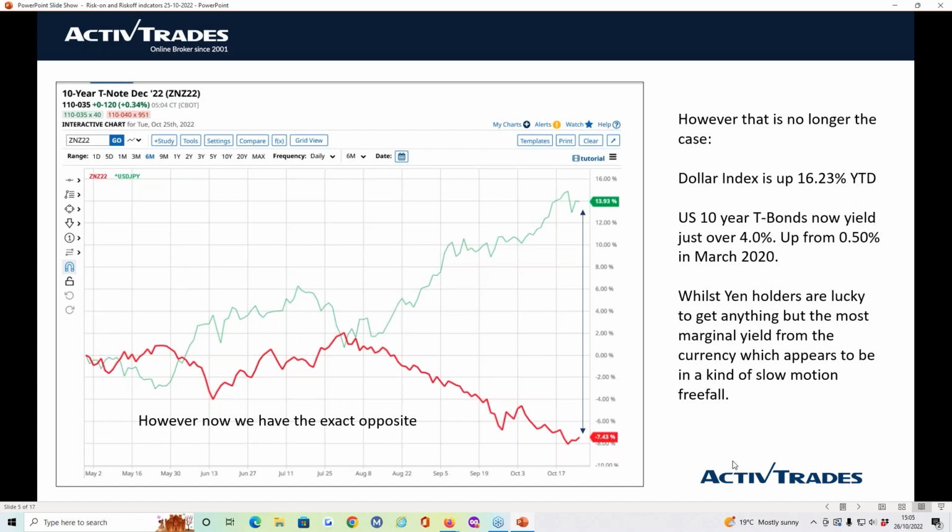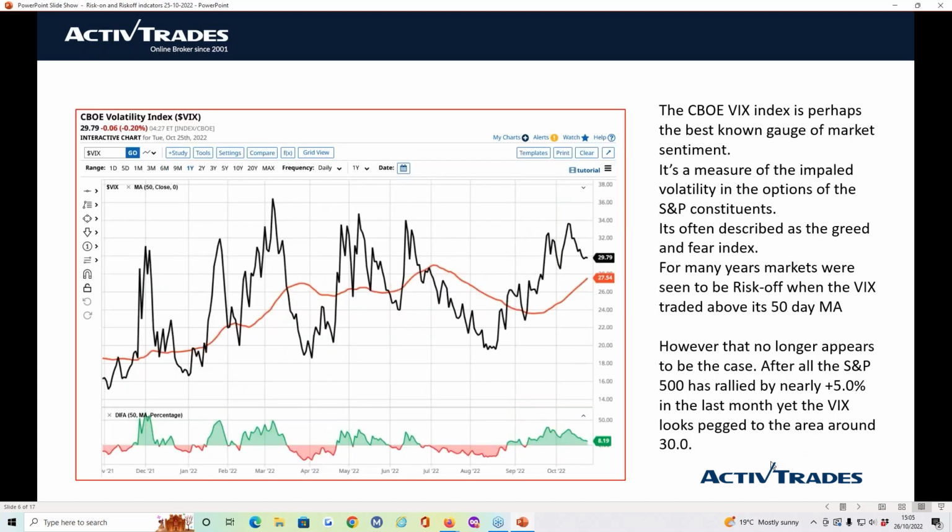And to my mind, the yen appears to be in some kind of slow motion free fall or car crash. And it's not that clear what the Bank of Japan can do to stop it falling further, if indeed it actually wants to. At the moment, of course, it seems to be focusing on controlling the yield offered by Japanese government bonds rather than trying to defend the currency. So that's what used to work, what doesn't seem to work.